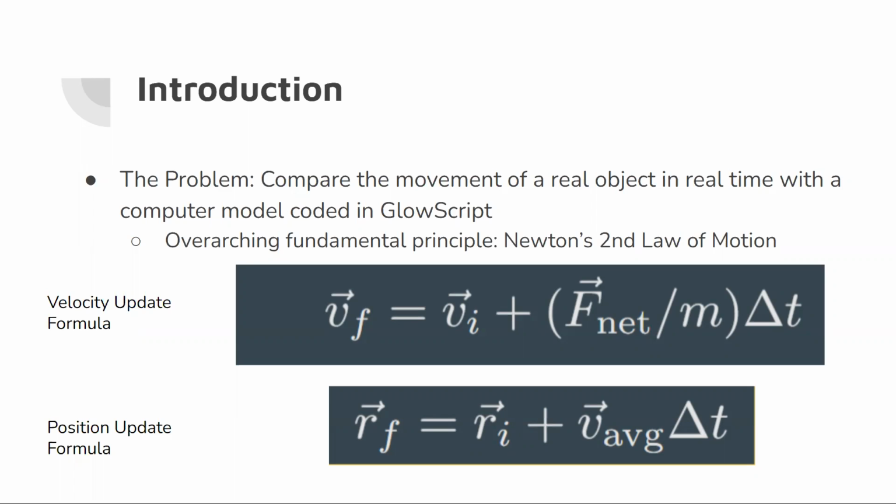And the overarching fundamental principle is Newton's second law, which essentially states that if there's an acceleration, there must be a force, and the force depends on the mass times the acceleration. And if we derive that formula, we eventually reach this velocity update formula. We will code this velocity update formula and this position update formula into GlowScript in order to create the computer model that depicts the real object's movement over time. And this is a very interesting thing to do because if we can code it into GlowScript, we can essentially use this model to model any object's movement over a certain period of time.